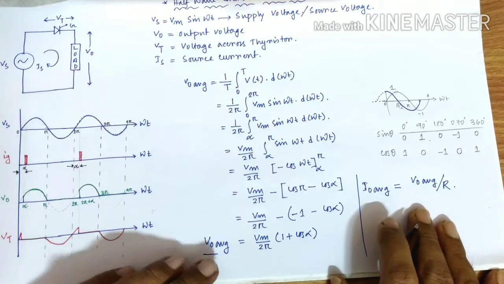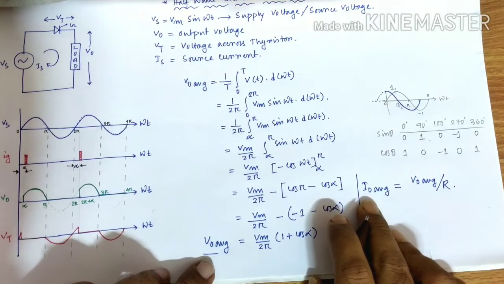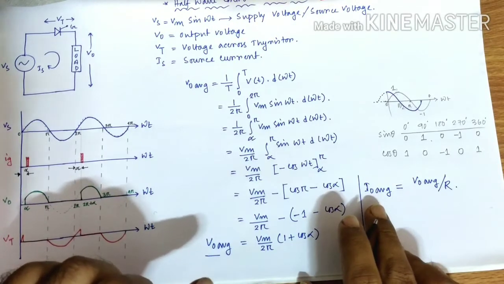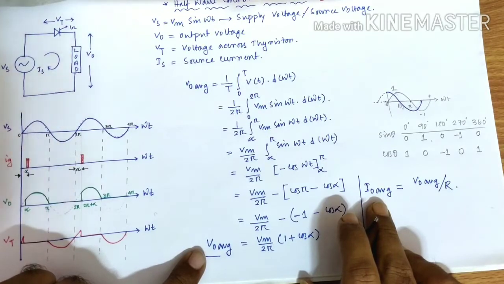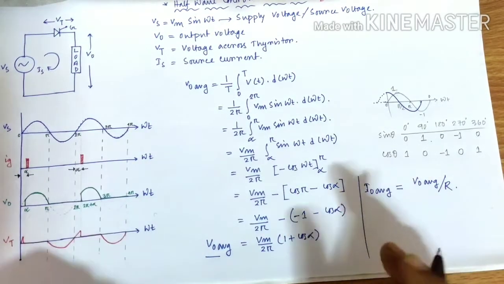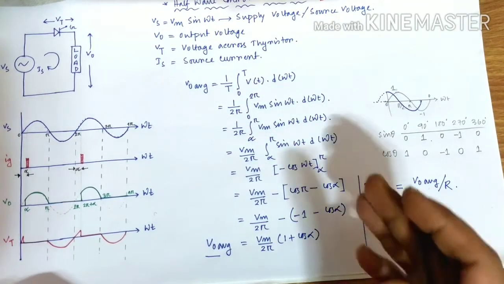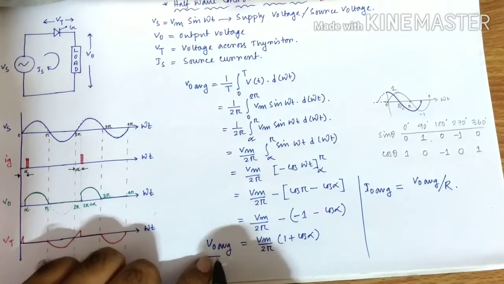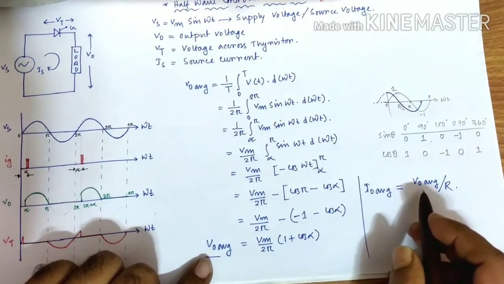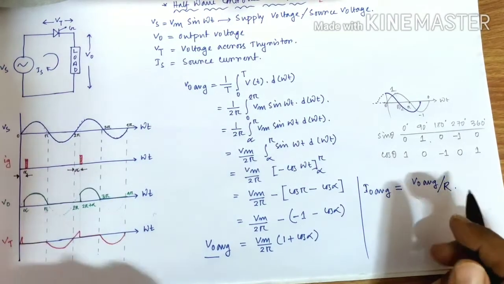I am repeating it once again. What is the relation between V naught average and I naught average? That is the relation between average value of output voltage and average value of output current. What is the relation? The relation is, as the load is pure resistive one, so voltage and current both are changing proportionately. So that means they follow the Ohm's law, that is V is equal to IR, or V varies with I. So V naught average and I naught average will be very easy to calculate by using the Ohm's law only, where R represents the resistance of the load itself.